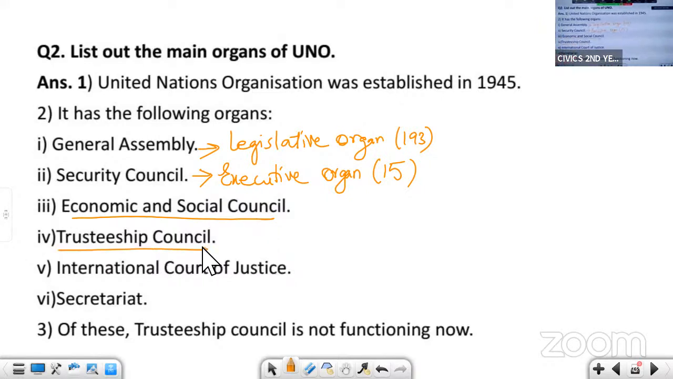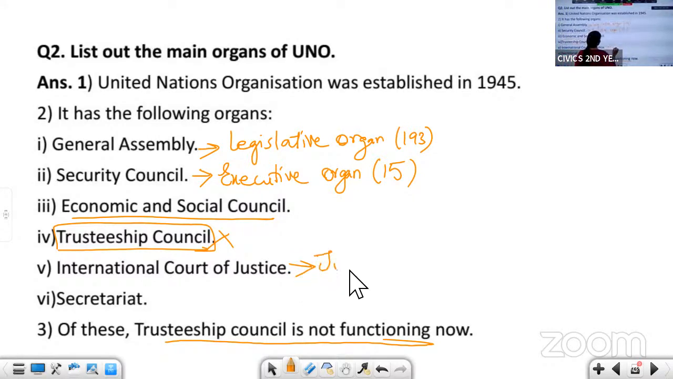Now this Trusteeship Council was taking care of the trust territories. Now we don't have any trust territories, so this Trusteeship Council is not functioning. Then we have the International Court of Justice. It is the judiciary.